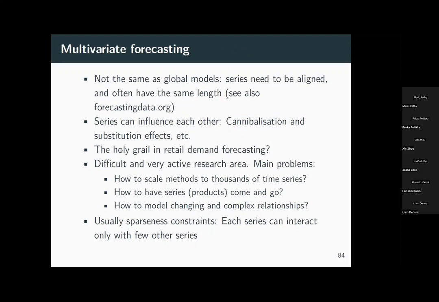Okay, so let's have a look into multivariate forecasting. So we've heard before that it's not the same as global modeling, because series can influence each other through cannibalization, substitution effects, and so on. I think it could be like the holy grail in retail demand forecasting. It's a quite difficult problem, an active research area. So the main problems, as I've said before, are how to scale the methods to really thousands of time series, how to have products come and go, how to model changing relationships, and usually we have some sparseness constraints here.